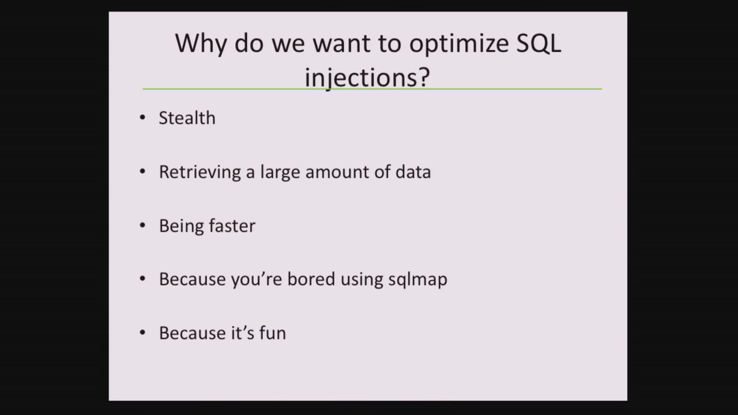Also, stealth. If you can reduce the query length, you'll be able to exploit some vulnerabilities that other people won't be able to. And SQLmap is kind of slow and pretty dodgy. So that's saying better.